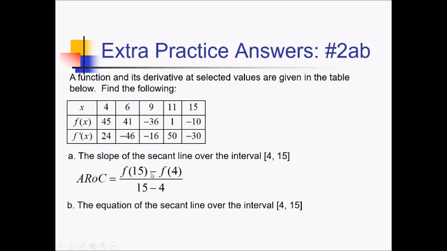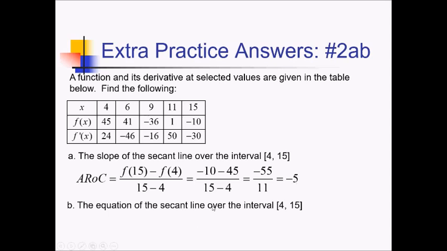F of 15 in our table is negative 10. F of 4 is 45, so we've got negative 10 minus 45 over 15 minus 4. This is negative 55 over 11, which we could reduce if we wanted to negative 5. So that's the slope of our secant line.